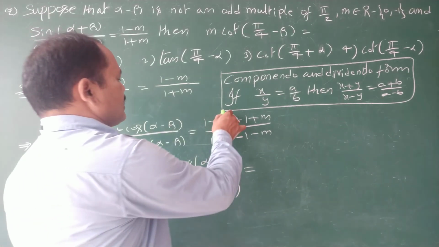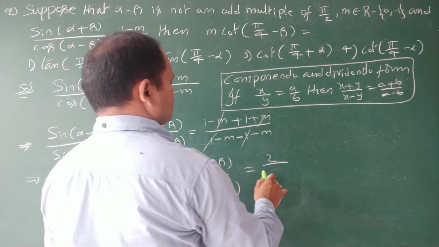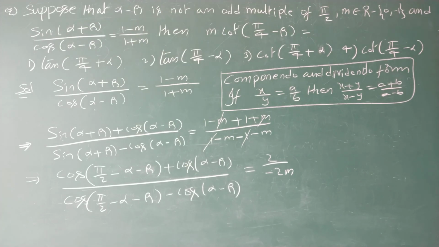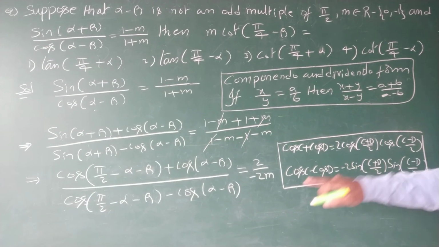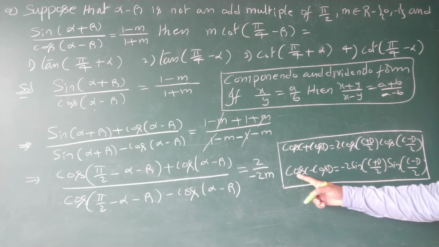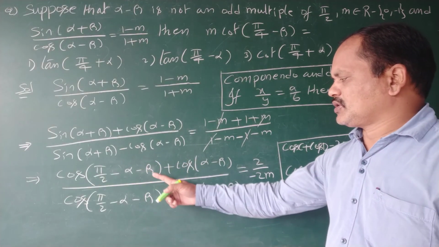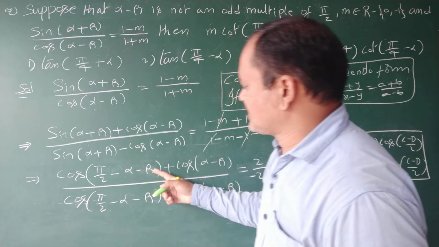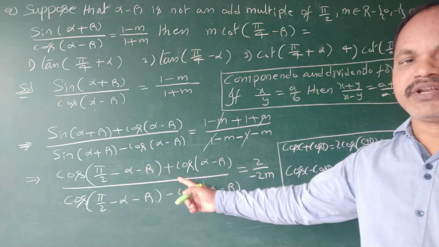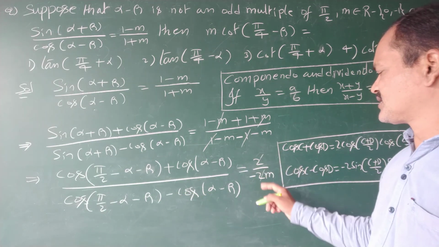That's why here m gets cancelled. This is 2, 1 plus 1. Here the 1 gets cancelled, it is minus 2m. That's all. Now we have to simplify this, writing the next step according to the formula: cos C plus cos D is 2 cos((C plus D) by 2) cos((C minus D) by 2), and cos C minus cos D is minus 2 sin((C plus D) by 2) sin((C minus D) by 2). So in the numerator we apply cos C plus cos D, and in the denominator we apply cos C minus cos D. Here 2 gets cancelled, and minus 1 remains.